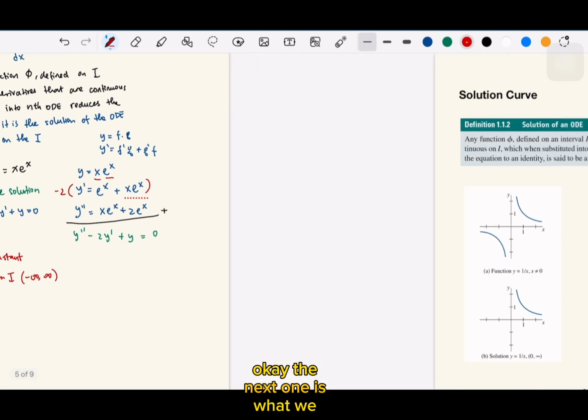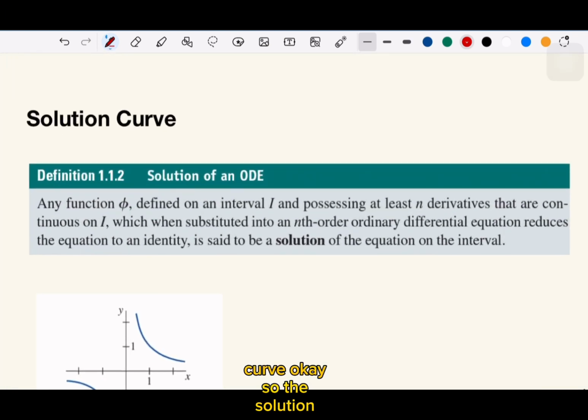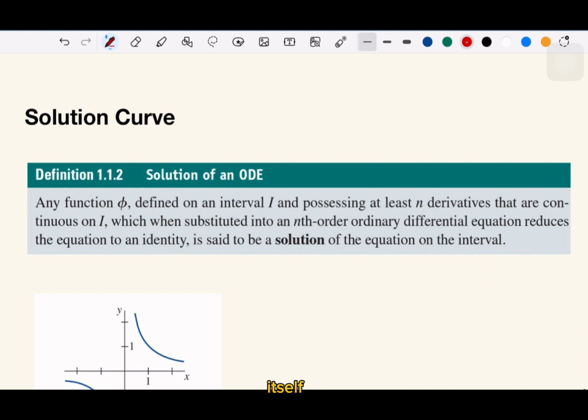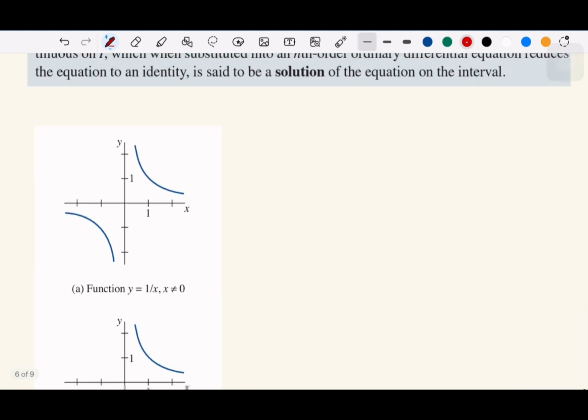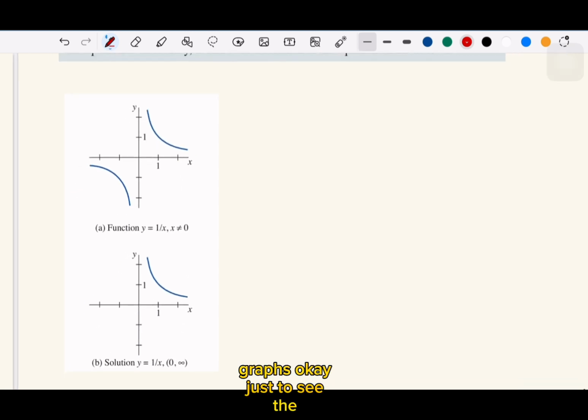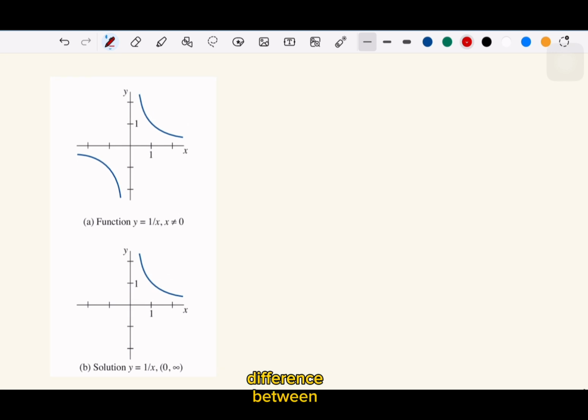Okay, the next one is what we call the solution curve. The solution itself, which is what we had before, can be described as a curve. And just with some graphs, to see the difference between when this is called a function and when this is called a solution.